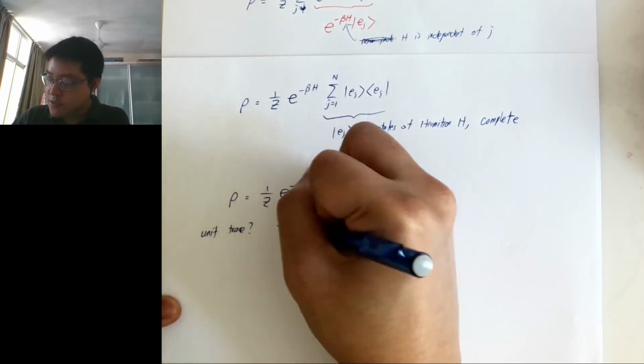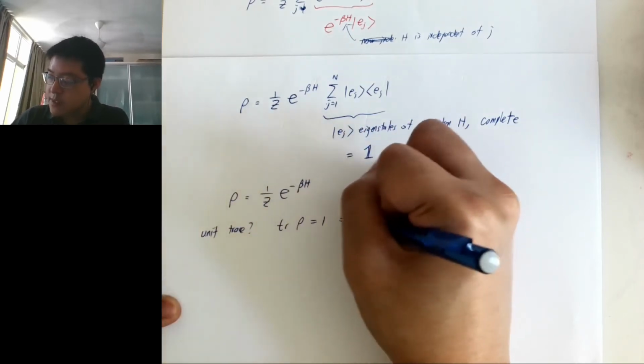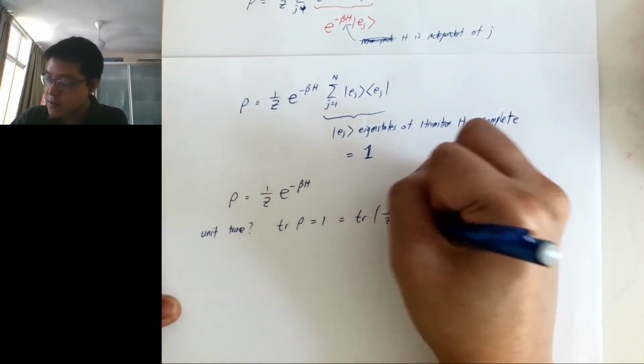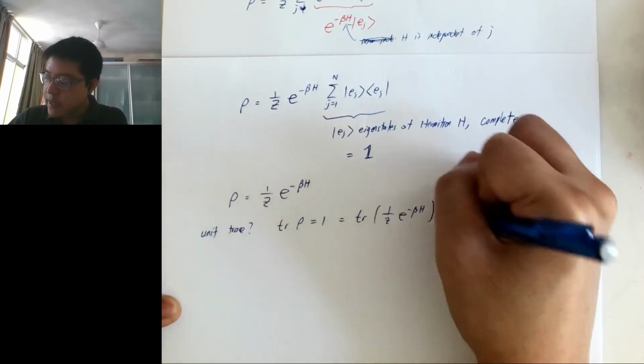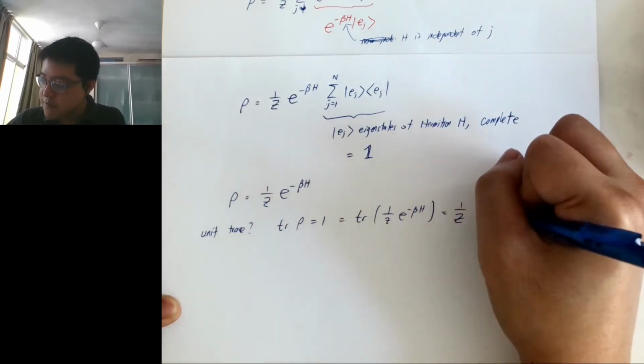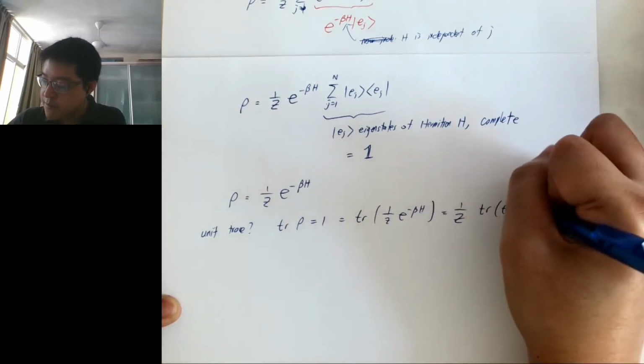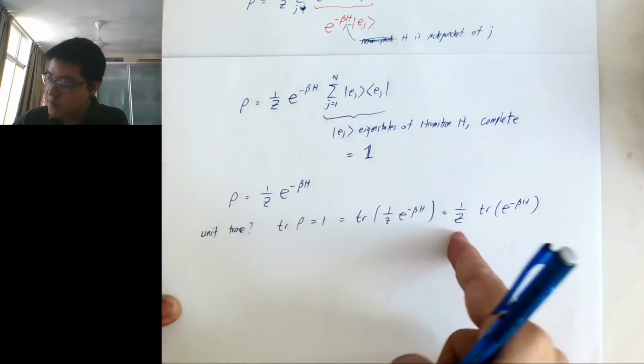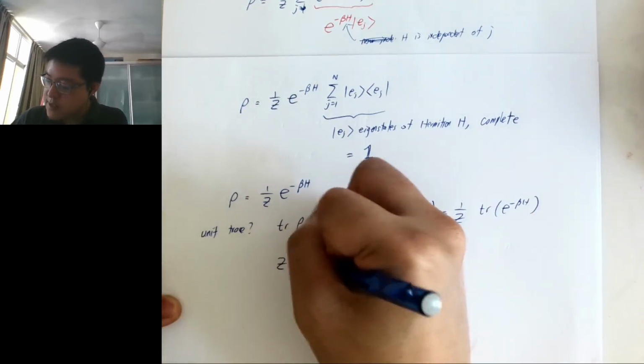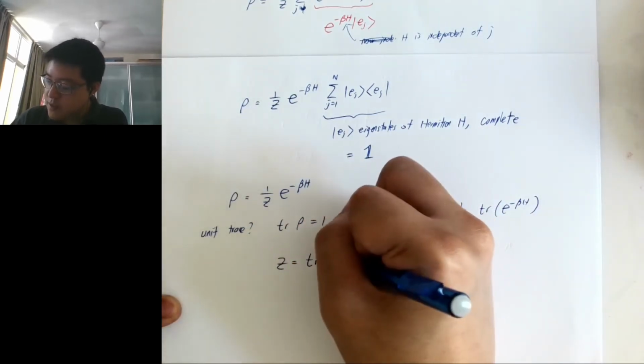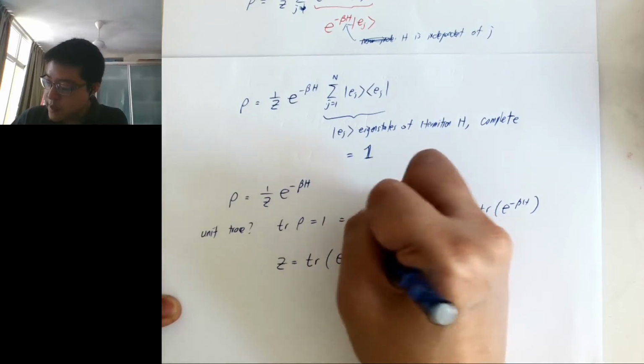So if I trace rho, I should get 1. That means I should trace this to get 1, right? And z is a constant. My partition function is the trace of e to the negative beta H. So if I bring the z over, z is just equal to the trace of e to the negative beta H, right?